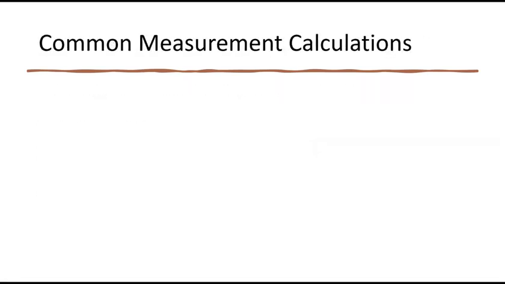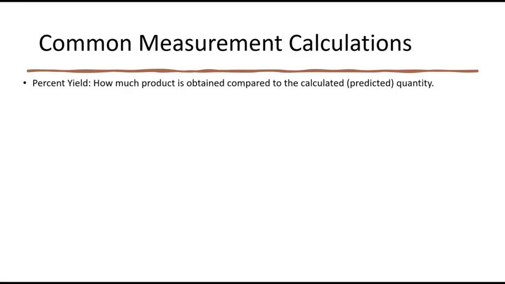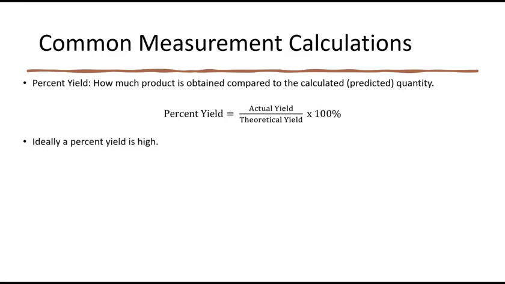When we take measurements, there might be some calculations that we need to apply to those measurements. Some common measurement calculations include percent yield. That's how much product is obtained compared to the calculated or predicted quantity. You should know what the percent yield equation is. Percent yield is equal to the actual yield, what is collected in the laboratory setting, divided by the theoretical yield, or how much product can be made using up the limiting reactant, times 100%. Ideally, the percent yield for a given reaction is high.